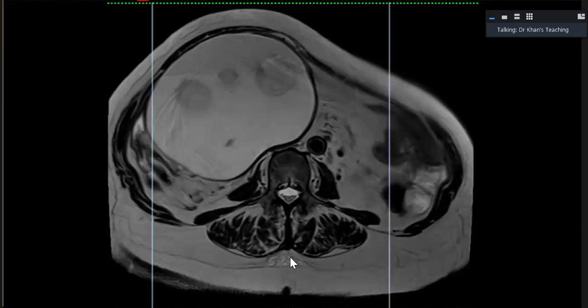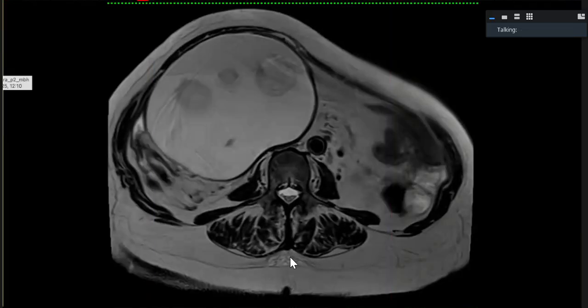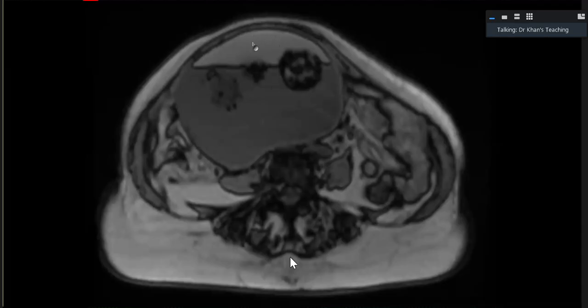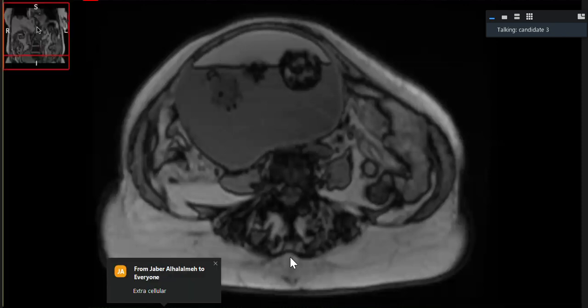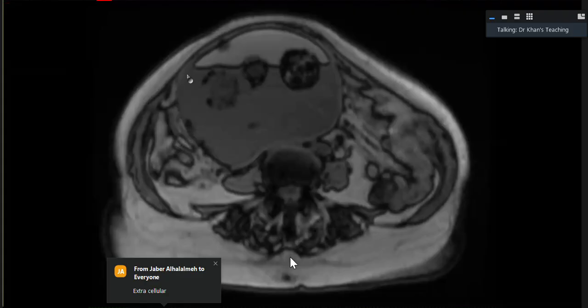And in the anterior part, what kind of a component is this? It appears to be fatty. So is it intracellular or extracellular? This is extracellular. Okay. Now review the liver again on this sequence.